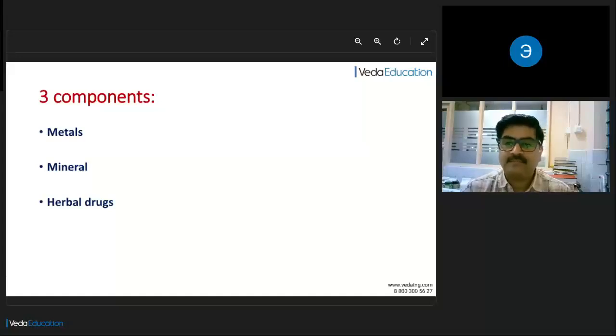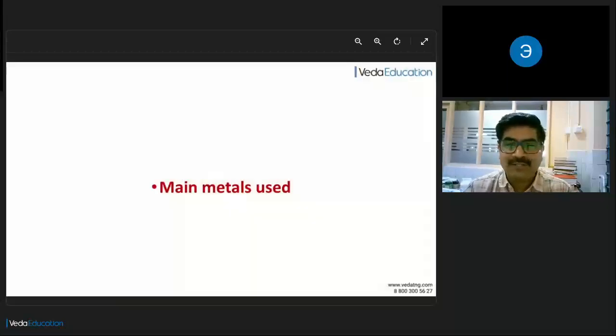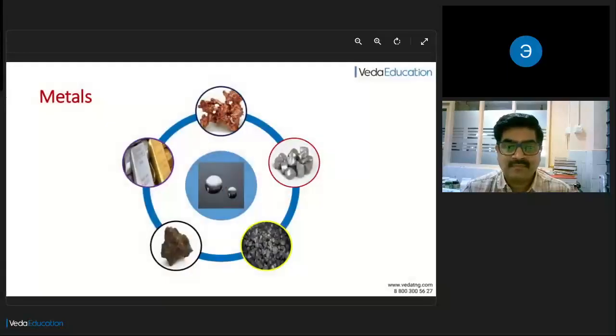В данном случае металлы и минеральные вещества служат в качестве непосредственно химических ингредиентов будущего препарата, а лекарственные растения используются в качестве среды в процессе приготовления. So we will see what are the main ingredients we can use in the treatment of Rasashastra. Рассмотрим некоторые ингредиенты, которые чаще всего используются в составе раса аушатхи.